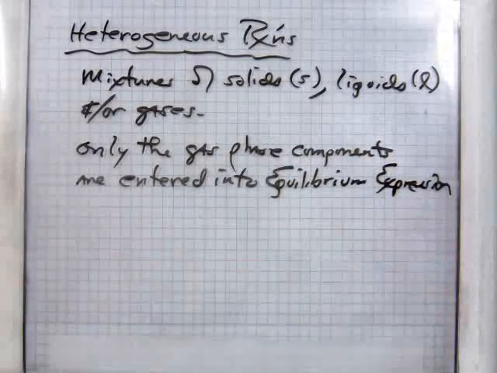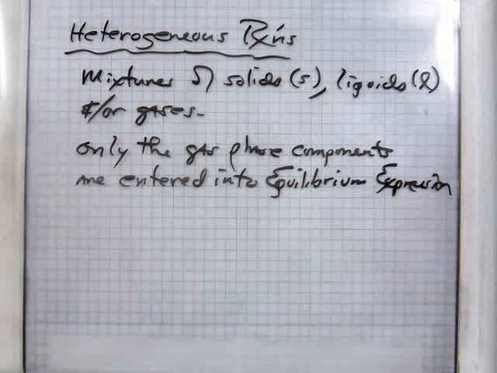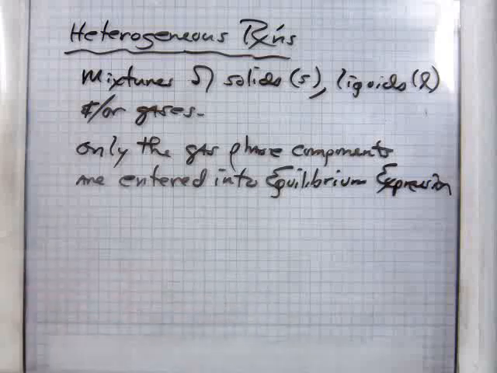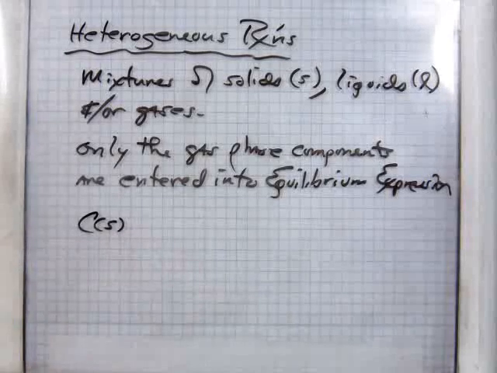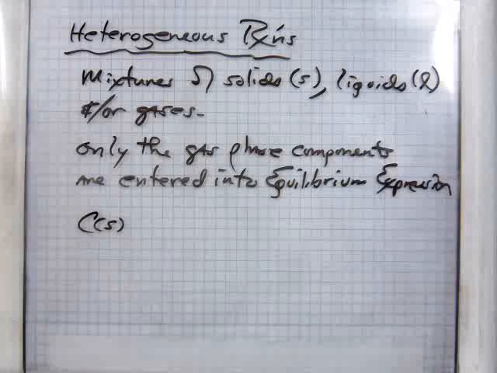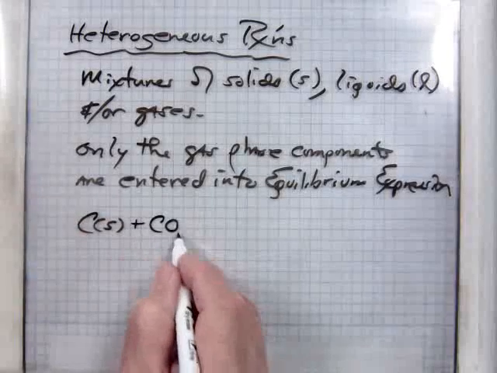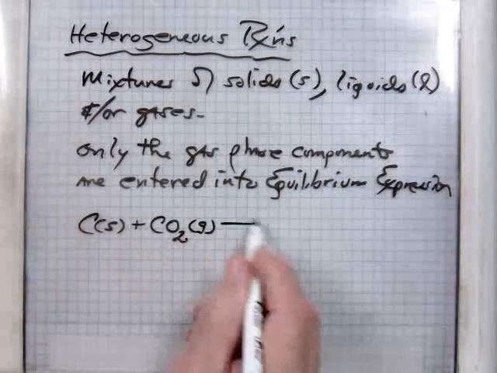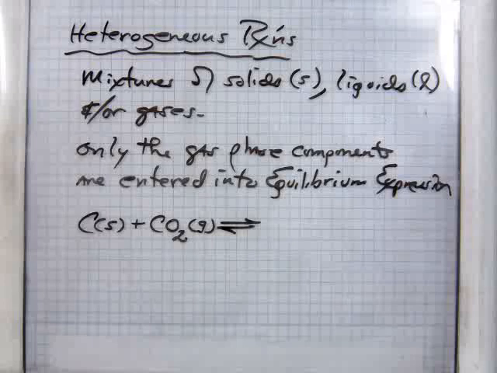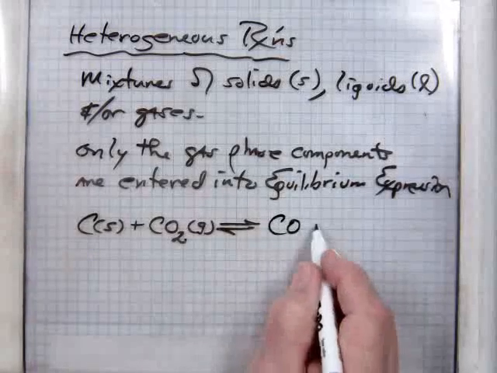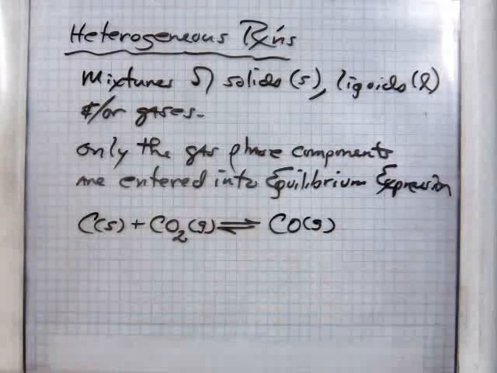Because the gas phase is the only thing that affects the extent of reaction. Solids and liquids don't, and we'll get to that in due time. But suffice it to say, if you have a reaction, as I'm about to give you, say graphite carbon plus CO2 gas in equilibrium with carbon monoxide gas, what is the expression for that?